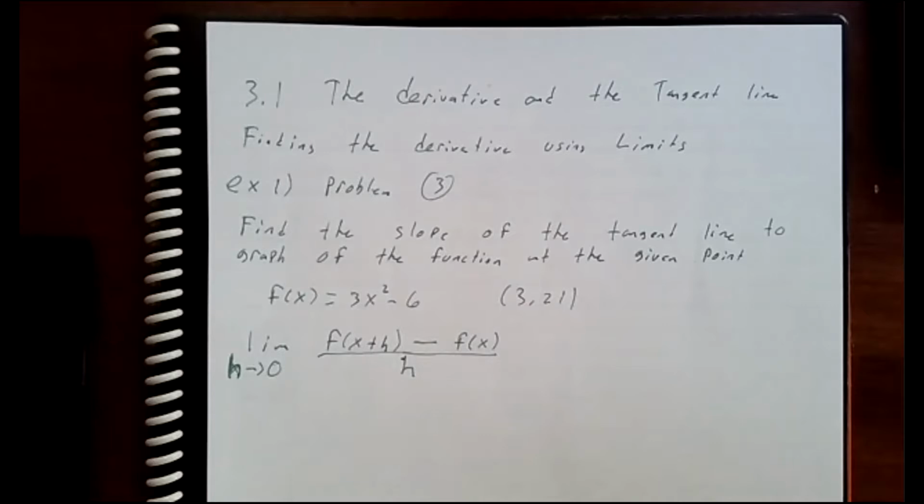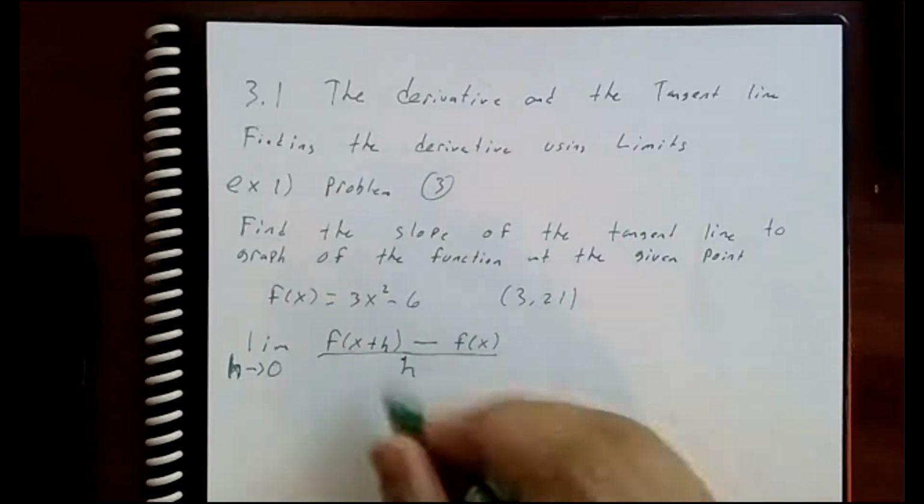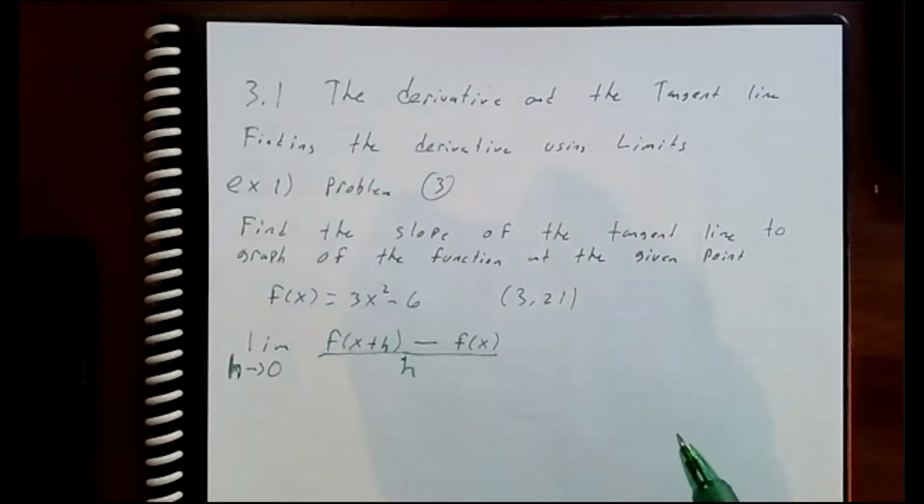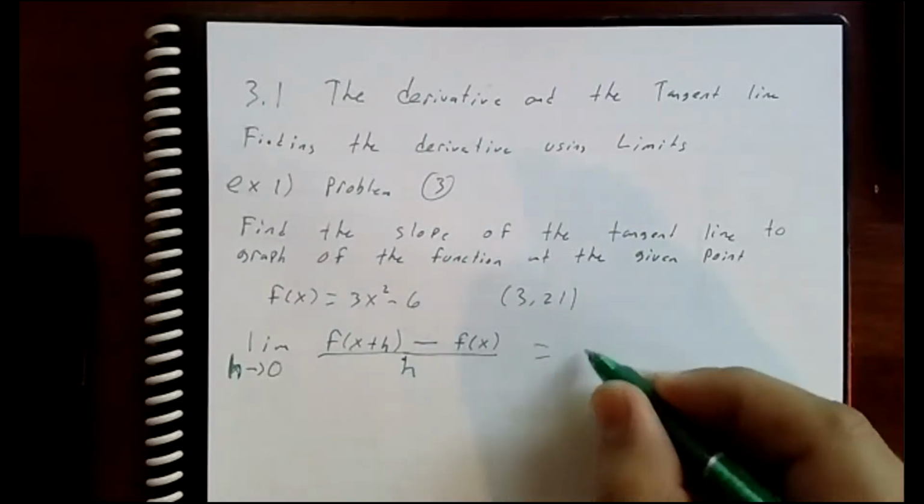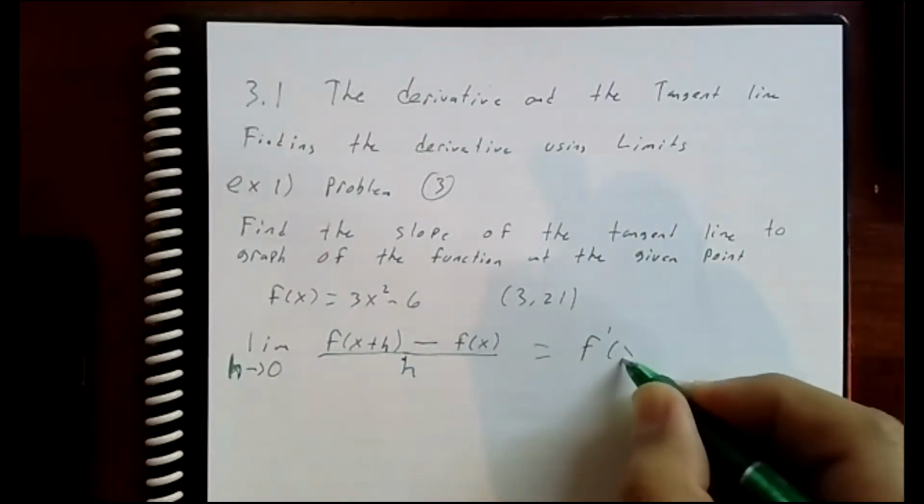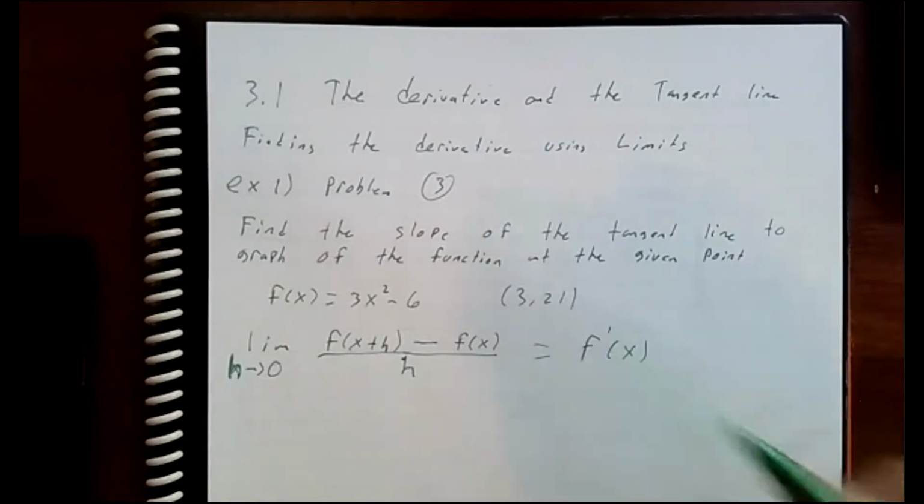So the limit as h goes to 0 of f of x plus h minus f of x on top. Once you do all the simplification, plug all this in, and take the limit at the very end, you will find the derivative function. So this right here is equal to the derivative, which we will denote with a little prime.